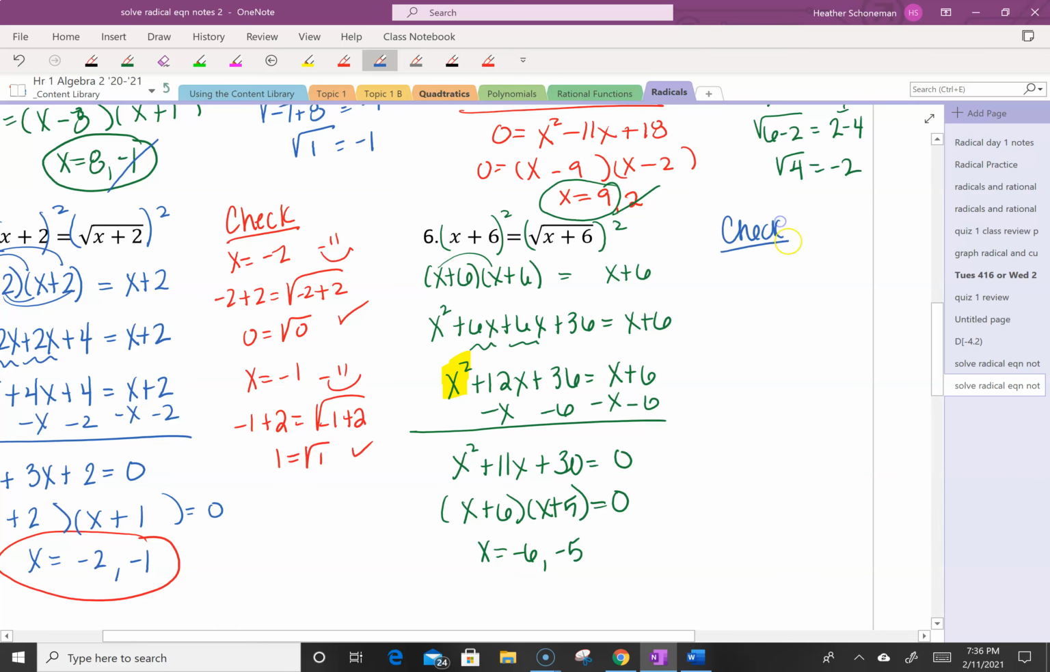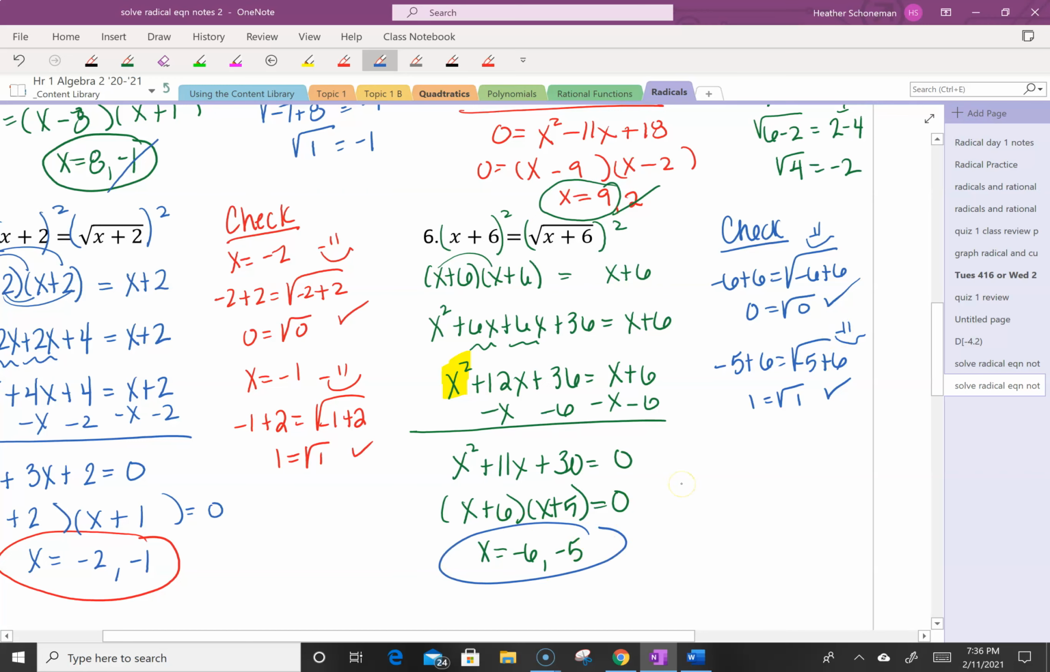So let's check our answers. When I plug them in here, I'm going to have negative 6 plus 6 equals the square root of negative 6 plus 6. So 0 equals the square root of 0. We're all good. If I check negative 5, you can probably see what's going to happen. I get 1 equals the square root of 1. That is also good. Both answers work.